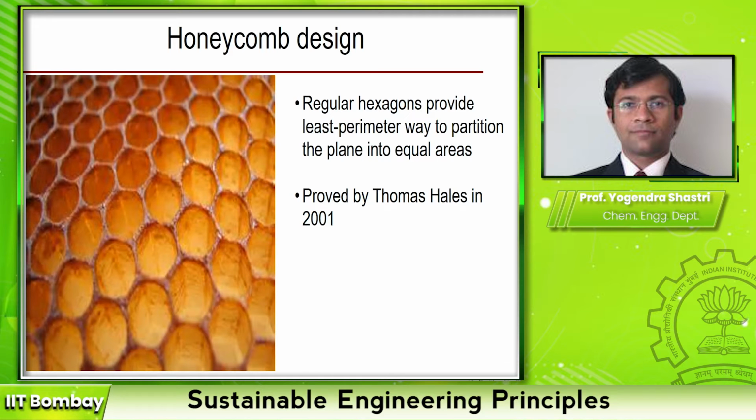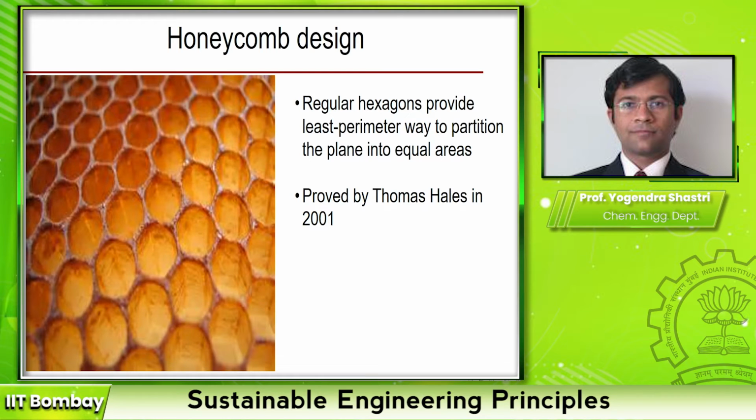Now why is this important for honeycomb design? You will realize that honeybees have to actually construct these honeycombs. The construction of these walls, which are essentially walls between different cells, will obviously require some work. Now, when we say that the perimeter is least, that means the amount of effort that is required to build the honeycomb is going to be minimum.